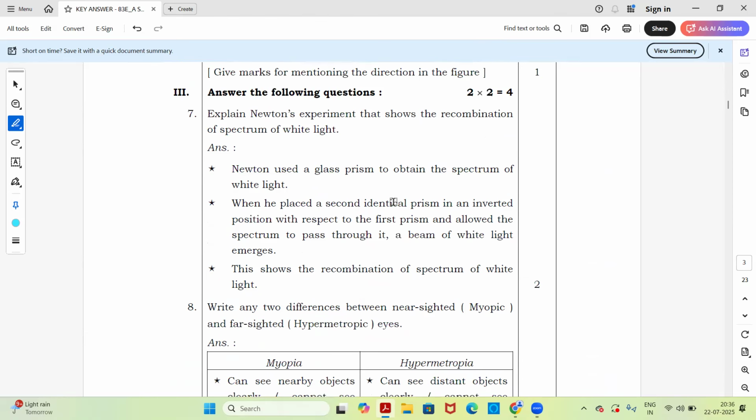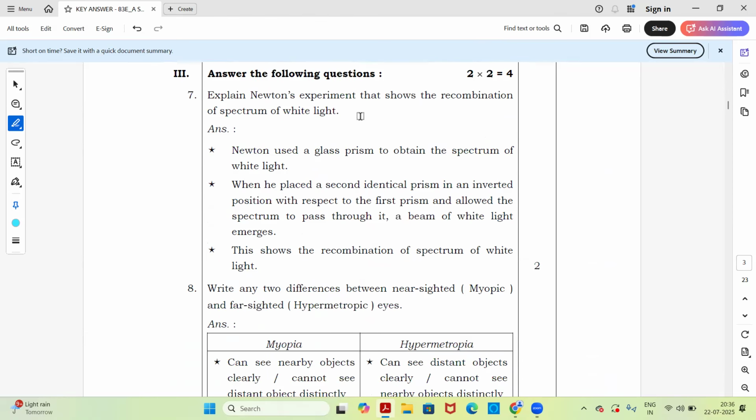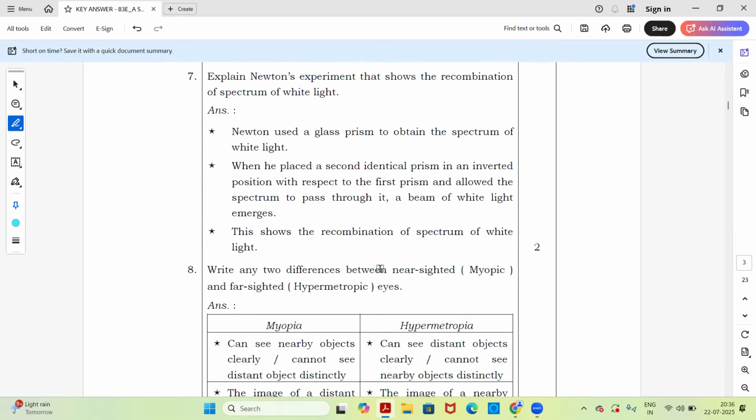Next, a 2 mark question. Explain Newton's experiment that shows the recombination of the spectrum of white light. So 3 points are given. You can pause the video, go through all the 3 points, and you can write the answer.